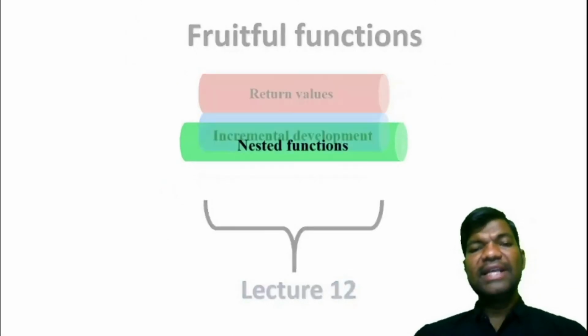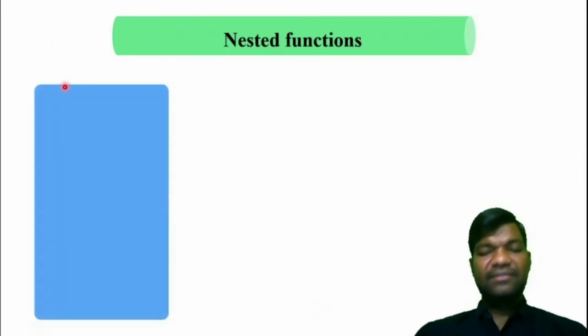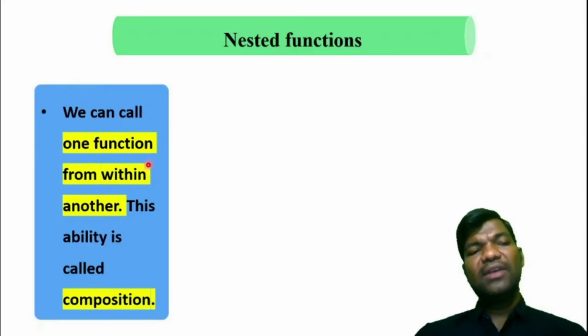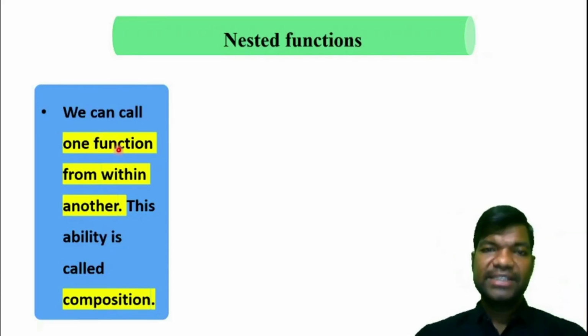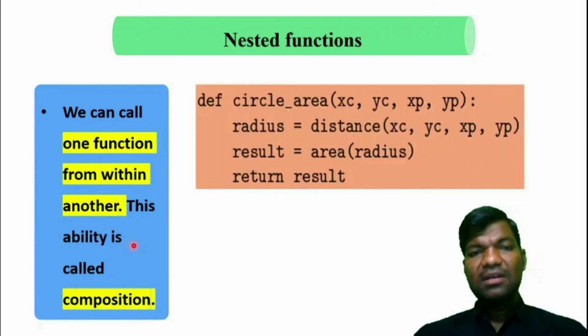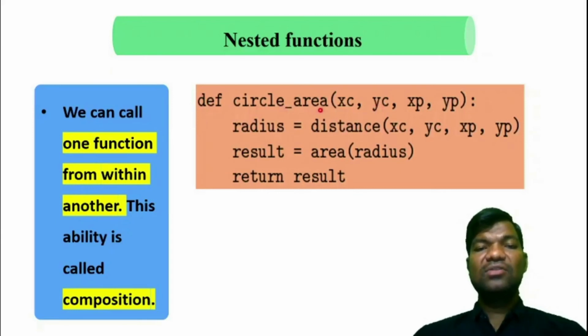Now coming to the nested functions. So what is meant by nested functions? One function from within another. We are calling one function from within another function is called nested functions. This ability is called composition, right? Let's check one example. Here, find the area of circle. circle_area is the function name. Here, 4 arguments are there: xc, yc, xp, yp, right?